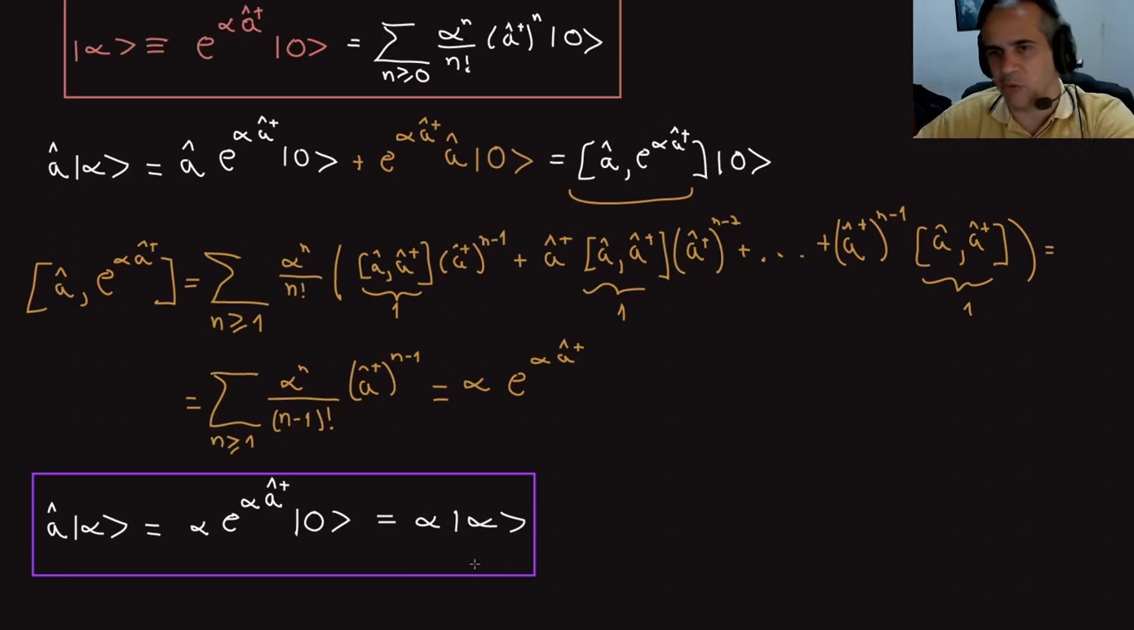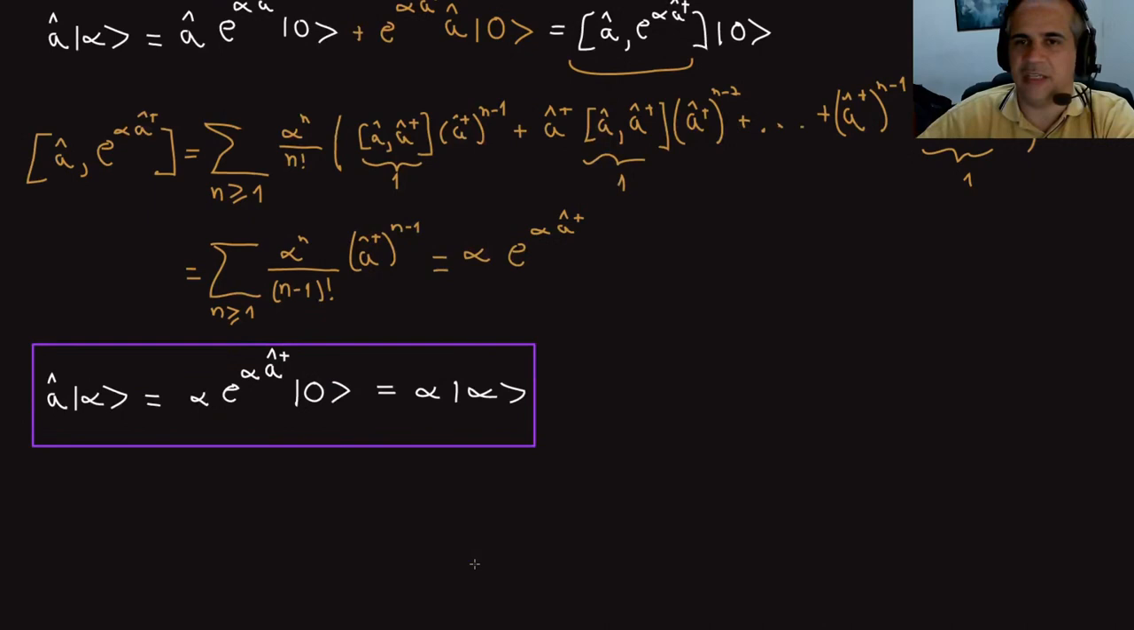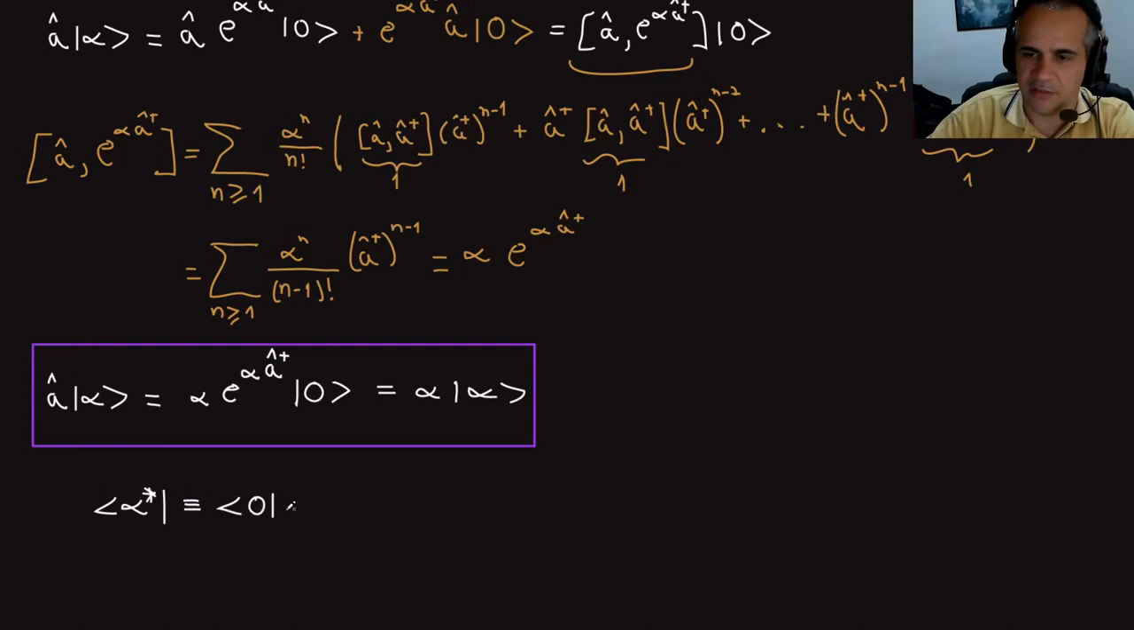By the same token, I could have done all of these to the left, and I could have defined the state which I call alpha star, because I'm letting alpha be a complex number if need be. I could define this as just the exponential of alpha star A instead of A dagger. That defines this other coherent state to the left.